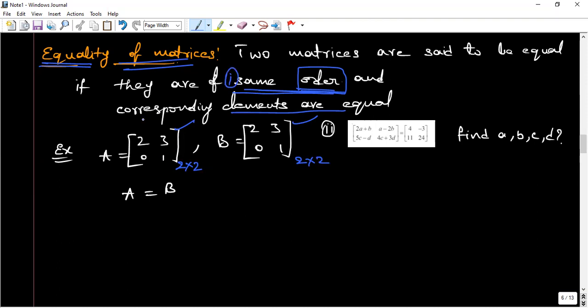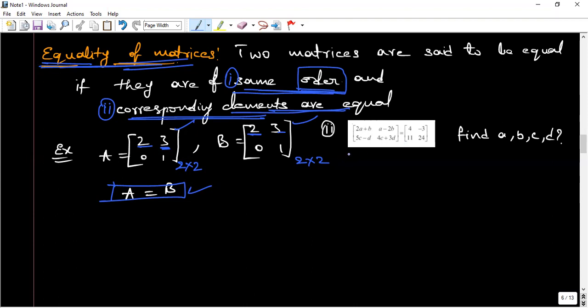They should have the same order, and at the same time corresponding elements also must and should be equal. You see, first element is 2, here also the first element is 2. Second, a12 is 3. Here also 3. 0, 0, 1, 1. That's why A is equal to B. This is called equality of matrices basically.